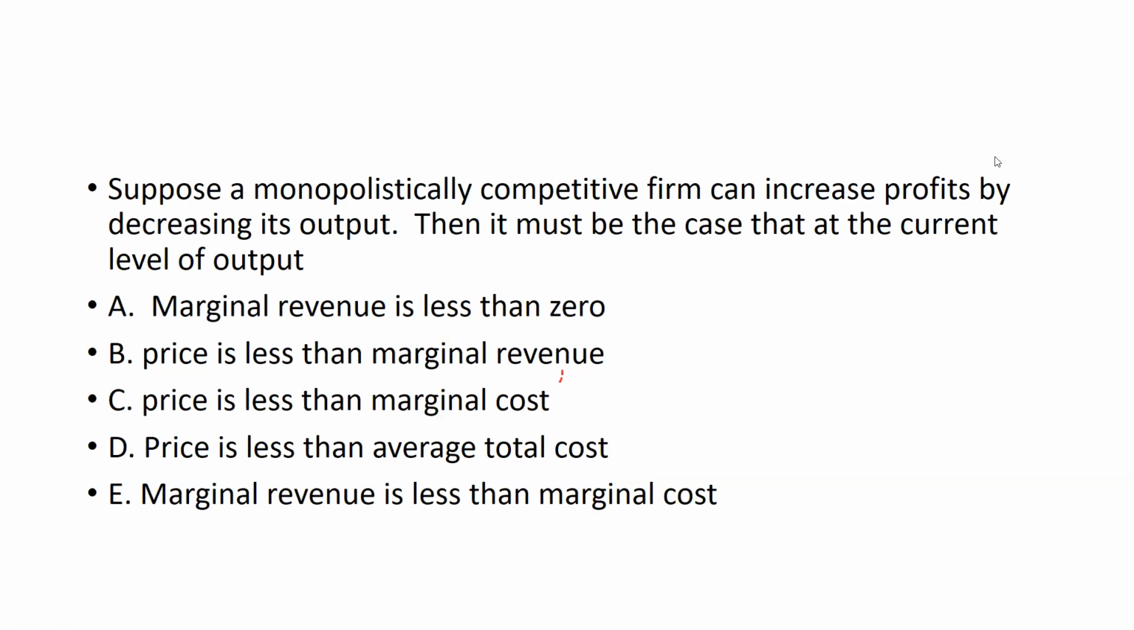All right. Suppose a monopolistically competitive firm can increase its profits by decreasing its output. Then it must be the case that at the current level of output, give you a minute.